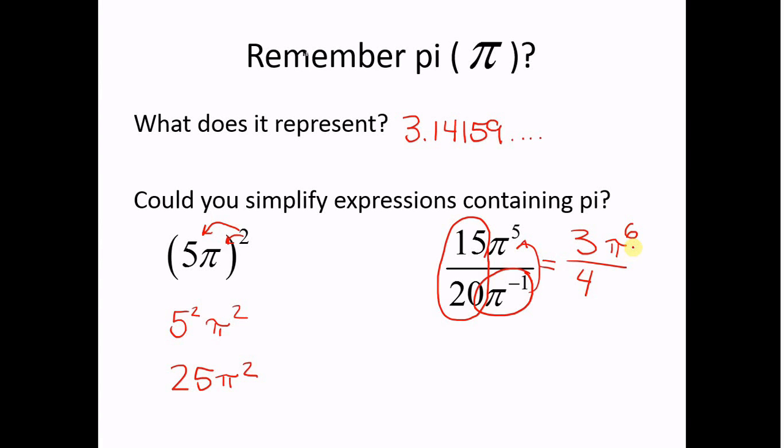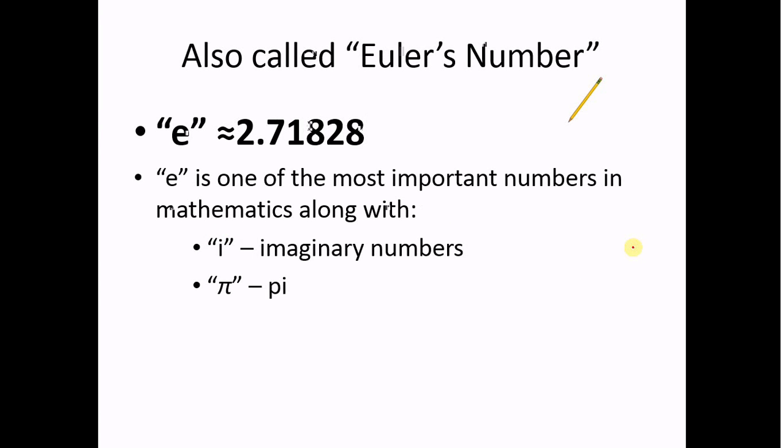So pi is irrational. We also have one called Euler's number. This is actually pronounced Euler. That's how you pronounce that. Euler's number. So E stands for Euler, and it is 2.71828... It goes forever and a day. It's one of the most important numbers, along with your i and your pi.